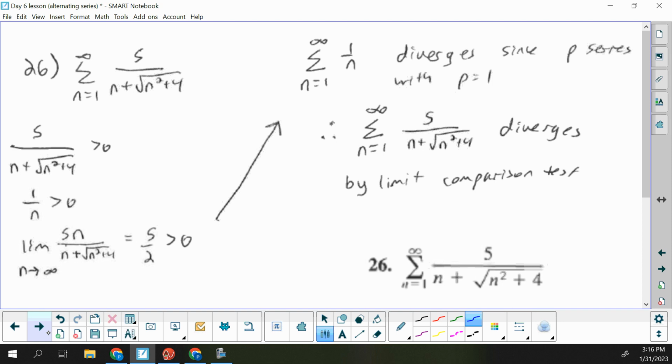Our comparison series was our harmonic one. You could either say it's harmonic, so it diverges, or talk about it being a p series. And that's why it diverges, because we got a p that's greater than 0 but less than or equal to 1. And then by limit comparison test, our original series diverges.